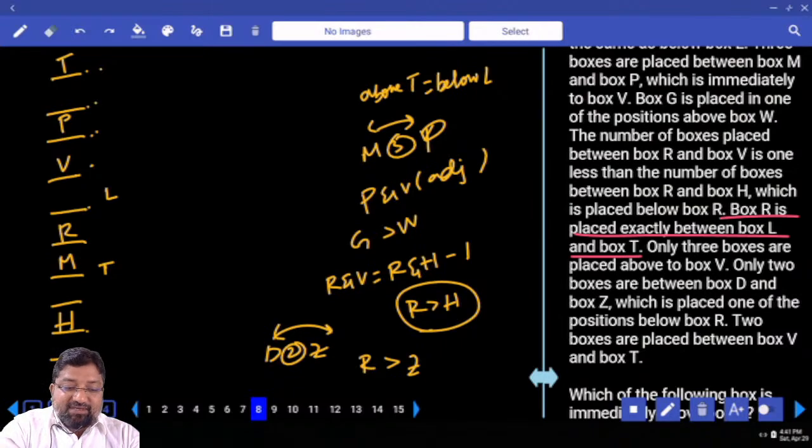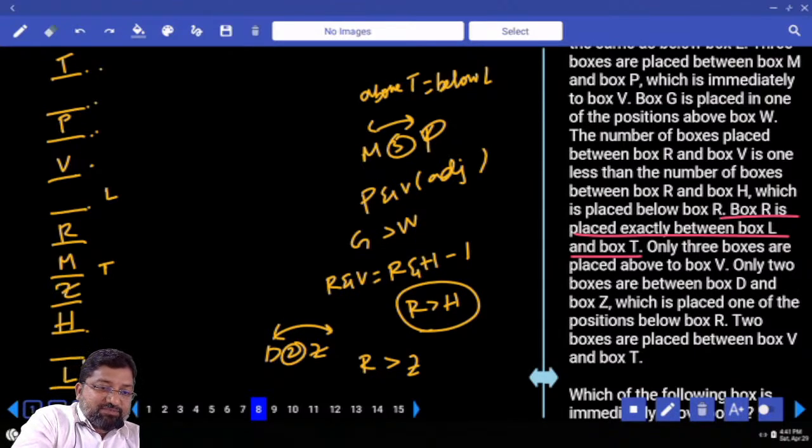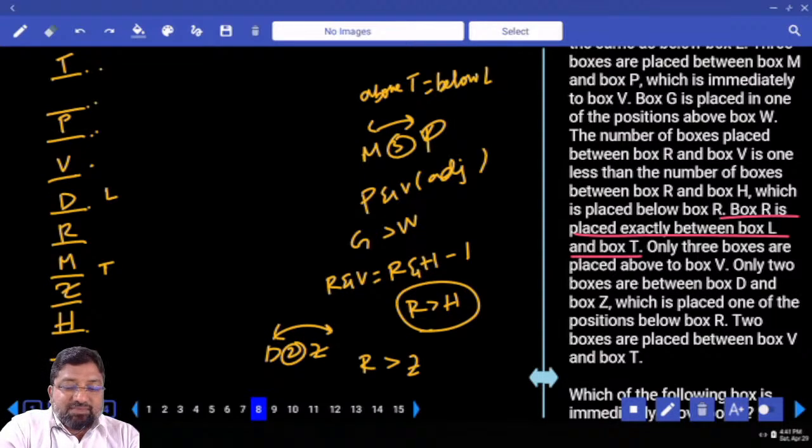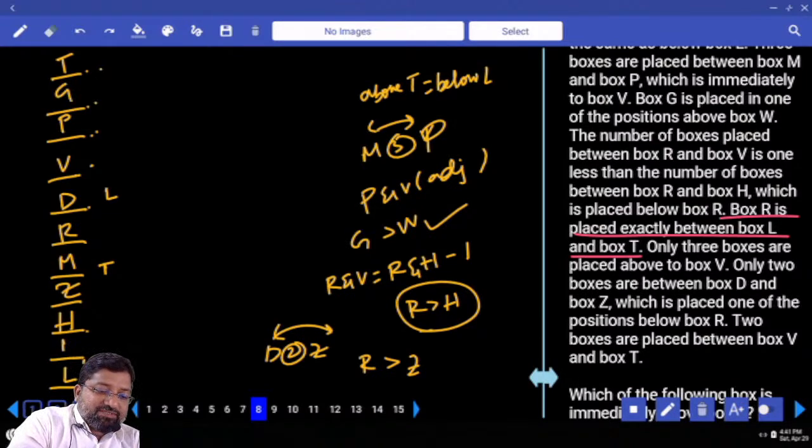Now D and Z, how many persons? 2 persons between D and Z. And this Z is below R. If I put Z here, 2 persons, is it a possibility? No. If I put Z here, is it a possibility? Yes. 2 persons between D and Z. G is greater than W, which means G is before W. So write it down. Is this clear?